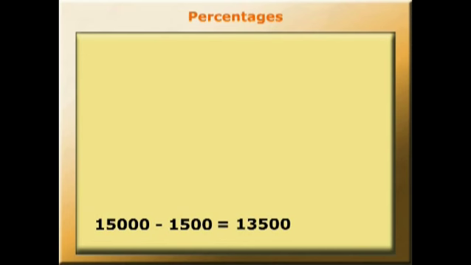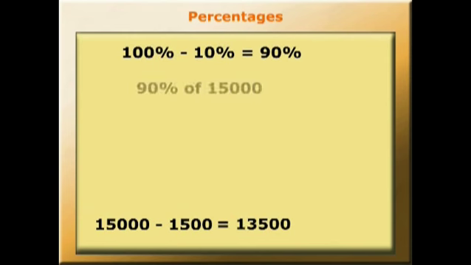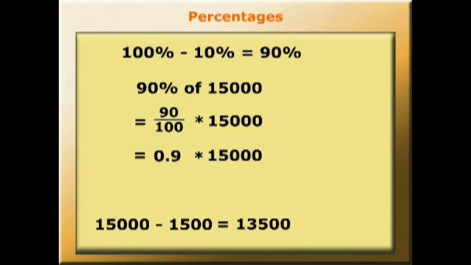15,000, the original price, minus the price reduction 1,500, gives the new price of 13,500. Alternatively, we could say the new price is 100 minus 10 equals 90%. So 90% of the original 15,000 price is 90 over 100 times 15,000, or 0.9 times 15,000, which equals £13,500.